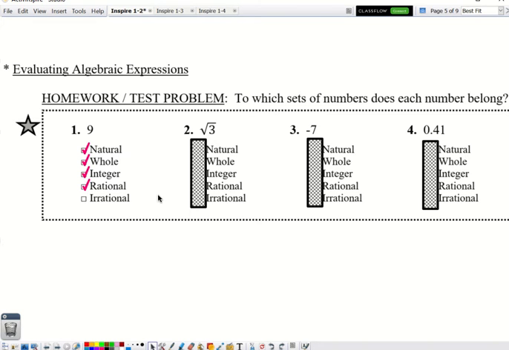Okay. The square root of 3. What descriptions can we use? Natural? No. It's irrational. Just look at the decimal, and how we cannot write this as a fraction. Next, negative 7. It's not natural. It's not whole. It is an integer, and guess what? Since it's an integer, it's also rational. And 41 hundredths, or 0.41.